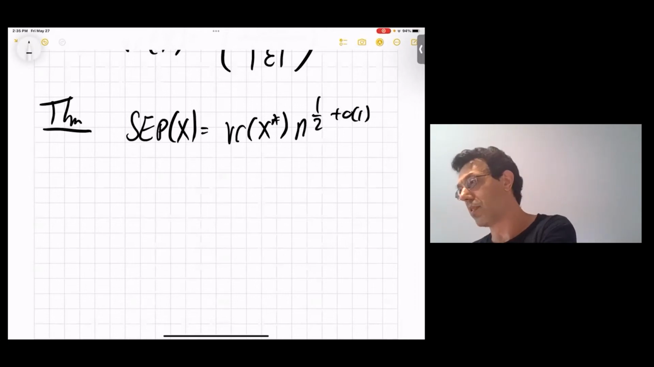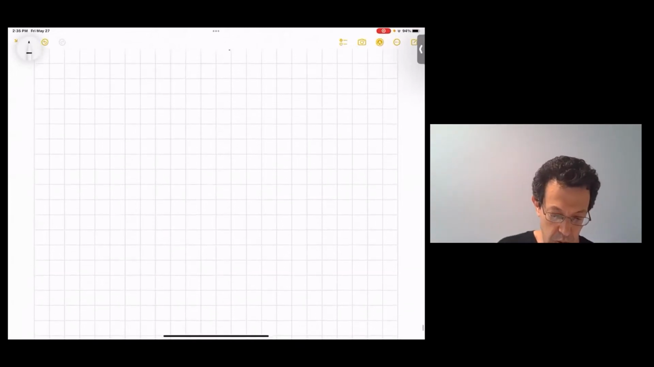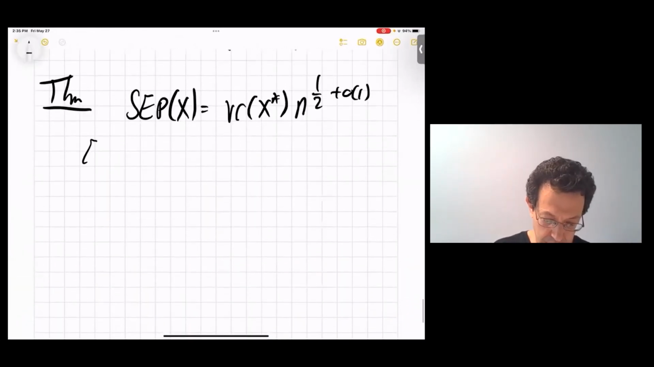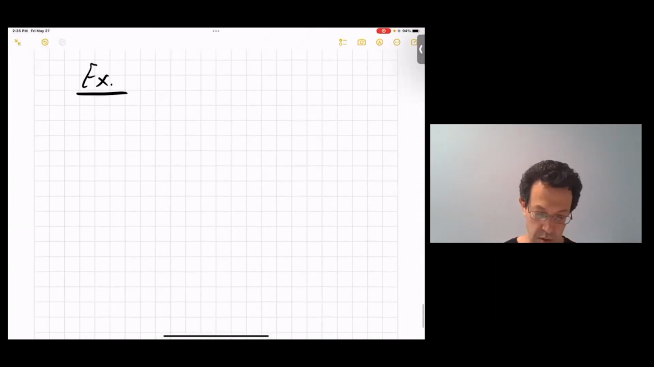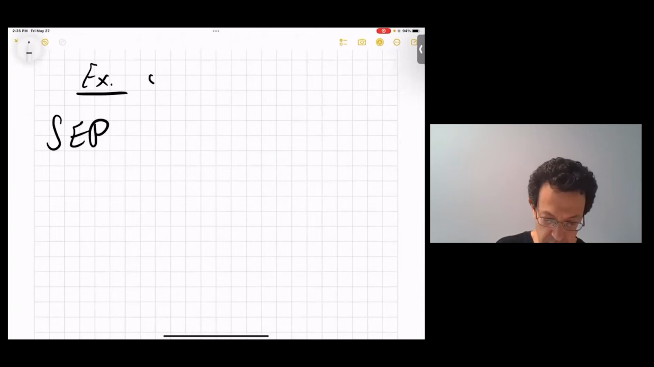Let me just take one example, just so you see. An example of a canonically positioned space that you might care about. So, for example, you can take X to be... I want to know what the separation modulus is, again up to lower order factors.